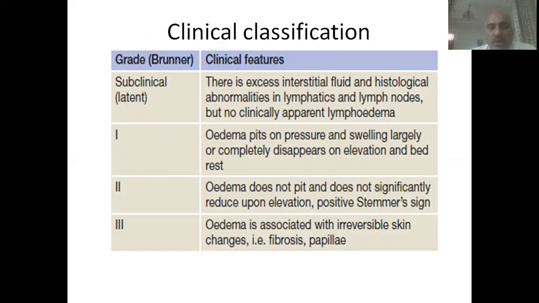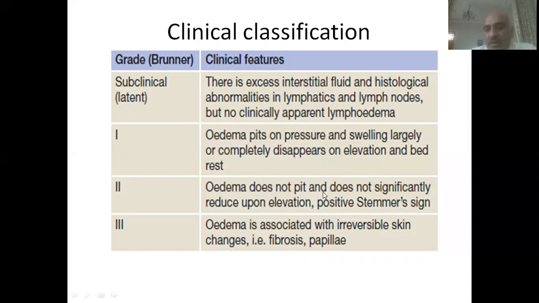Now, the clinical features. Stage 0 is subclinical, like malignancies, but it's not malignancy. The underlying process of lymphedema has started, but it's not visible clinically. It's at a micro level. Then there is grade 1, when edema pits on pressure, and swelling largely or completely disappears on elevation and bed rest. At this stage, it's very confusing because edema pits in some cardiac diseases, and when the patient elevates the limb, it disappears. So at this stage it will be confusing whether it's lymphedema or just edema.